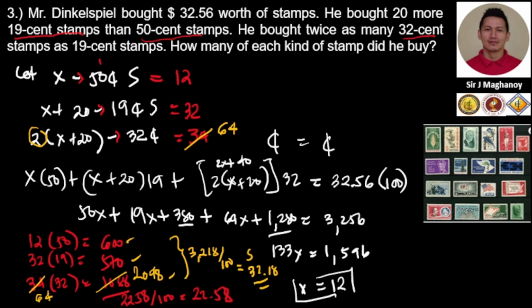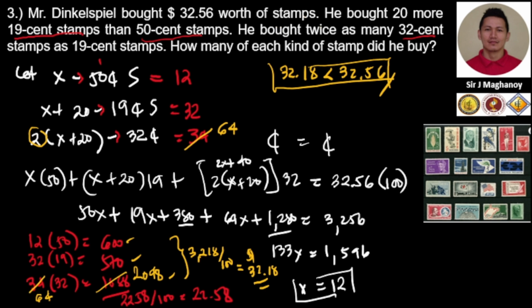So in dollars, our answer, he bought 32.56. Oh, we still lack. Our answer 32.18 is lesser than 32.56. So is our answer correct? There is somehow a correction. Let's try to evaluate again our problem.